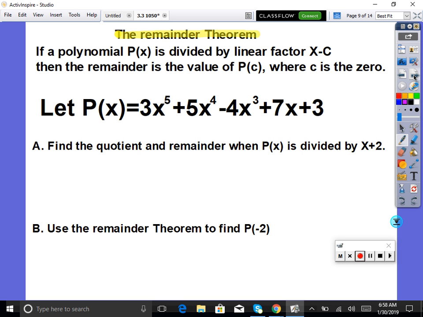So this is what's called the remainder theorem. It's actually really easy. So fun fact for you. I'll read the definition, then I'll put it in easier terms. If a polynomial p of x is divided by some linear factor of x minus c, then the remainder is going to be the value of p of c, where c is the 0.